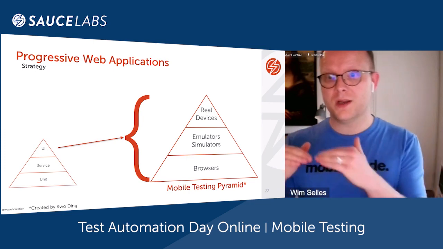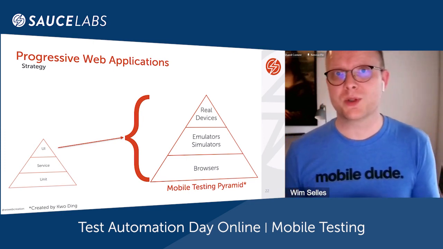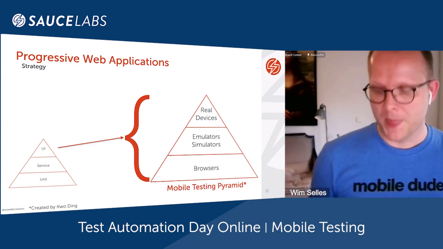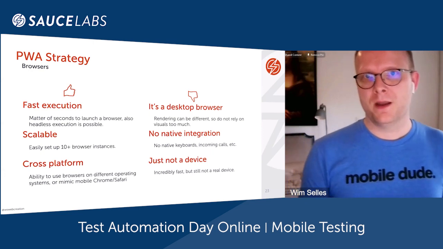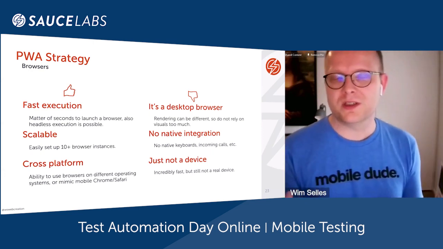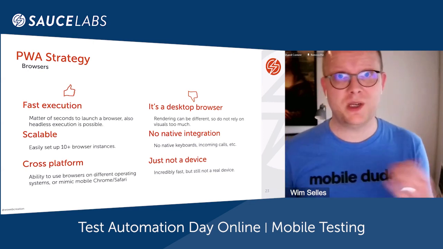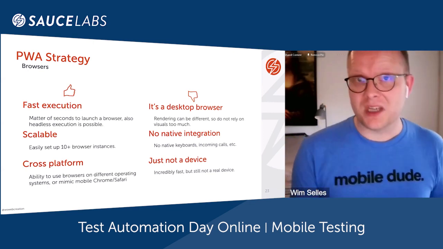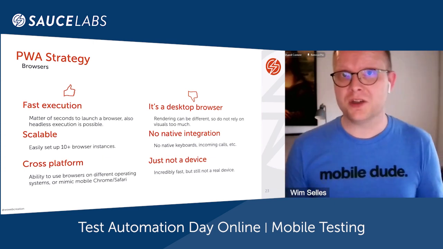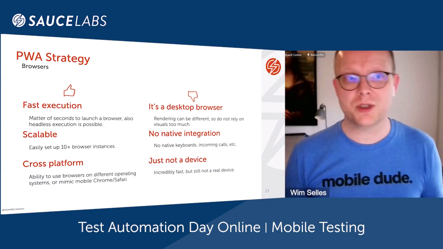And I'm going to dive into every layer and also give some pros, cons, and also some examples of what you could test there. So let's first take a look at browsers. First of all, if you would just look at a browser itself, it has very fast execution. Matter of seconds that you can spin up a browser, execute your test case, and it is done. It's easy to scale, easy also in your local machine just to spin up 10 browsers. It should not take too much resources from your machine.